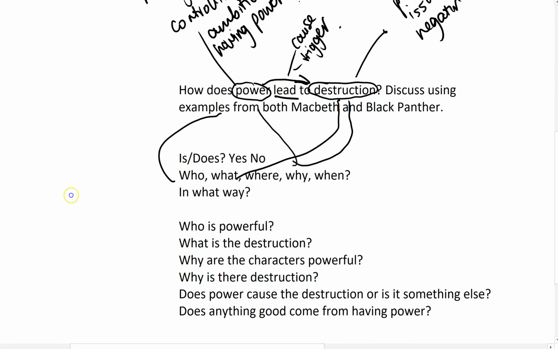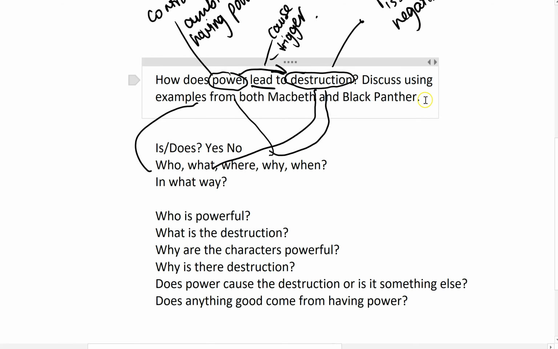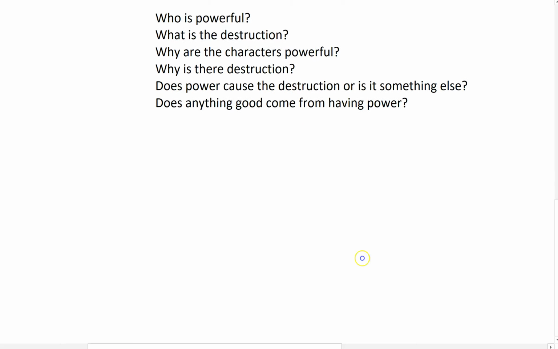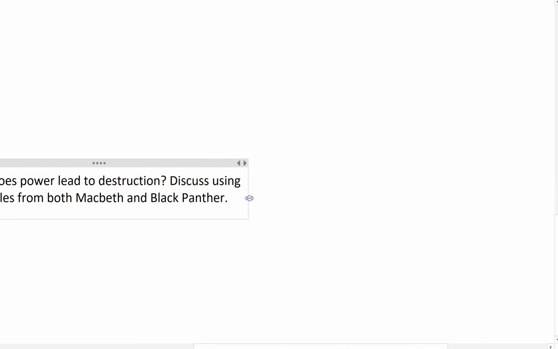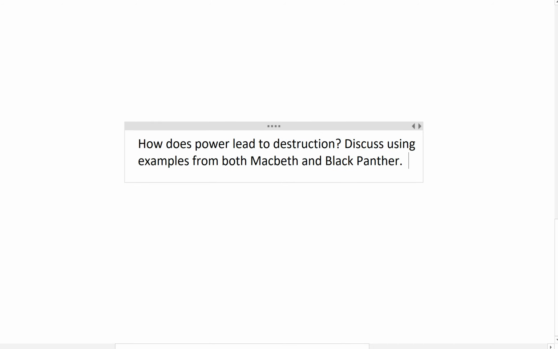So if we come back to this topic, how does power lead to destruction? I'm going to need to plan our answer. And this is just something that I'm thinking of. It doesn't have to be the only answer. You can have many, many focuses that you can think of. But for me, when I look at this, I can see examples from both texts, how characters who are hungry for power, in the process of trying to gain power and hold on to power, they actually cause destruction.